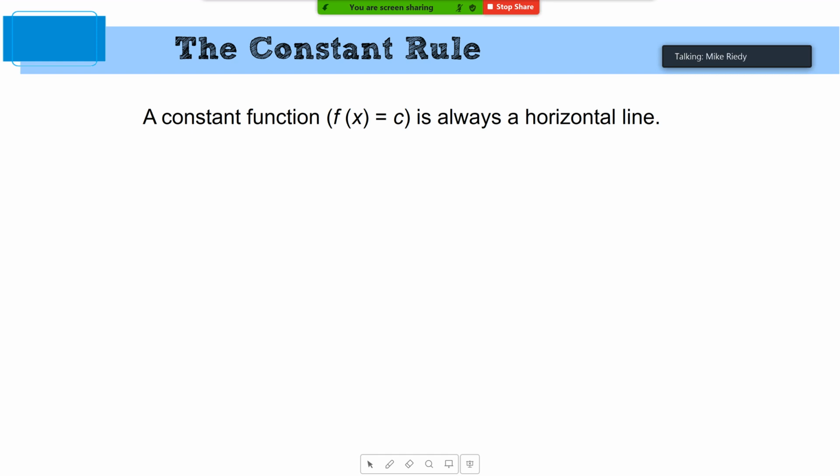Horizontal lines are of the form y equals some number. That's something that an algebra kid never learns. And for us in calculus, we know then that any horizontal line is going to have a slope of 0. So if you take the derivative of a number, you will get 0. That's why it happens, though, because it's a horizontal line.